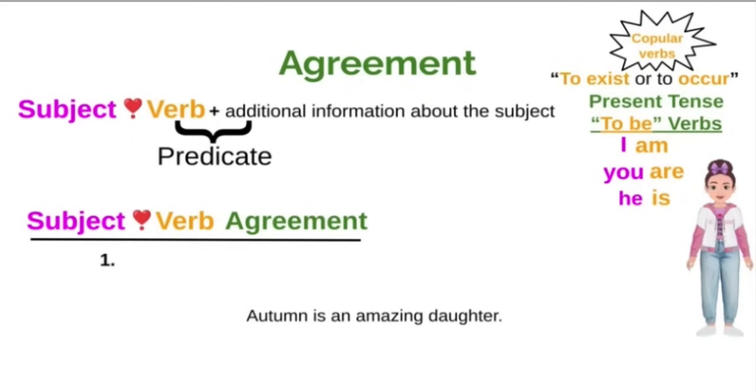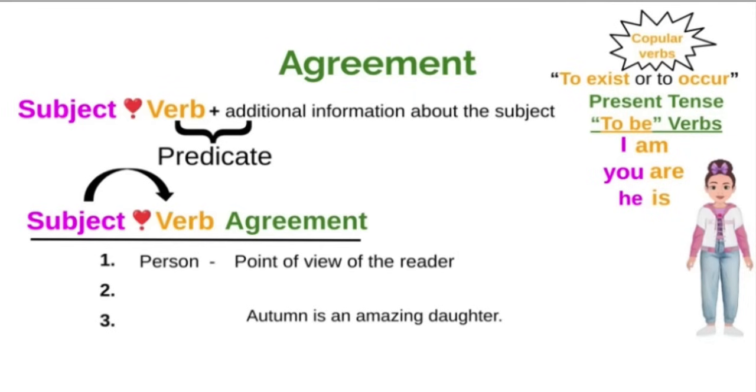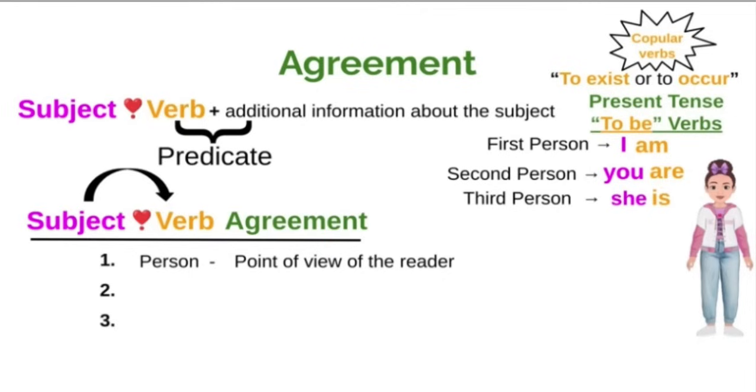First up, the subject has to agree with the verb in person. First person perspective is the point of view of the reader. For example, first person perspective, I, as in I am. The second person perspective is you, as in you are. The third person perspective is he, she, or it.